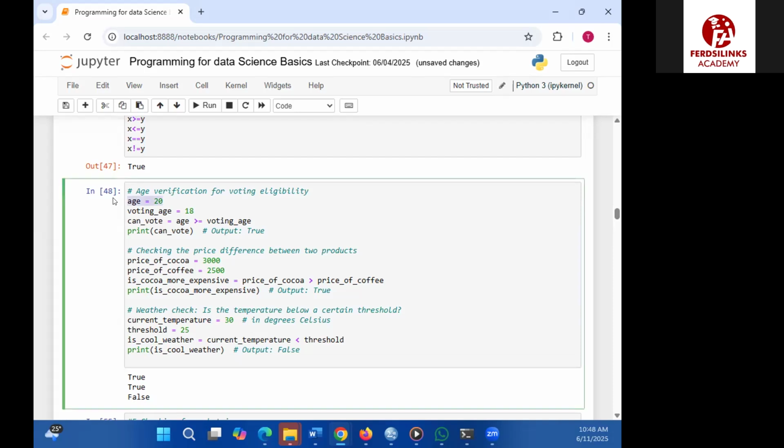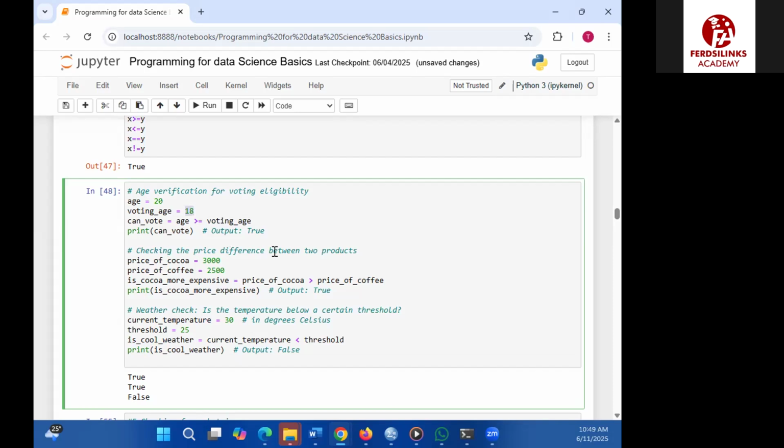For instance, here, this is the person's age, the person is 20, and we know that we have set a minimum voting age which is 18. So can the person vote is a question, right? So if the person is to be able to vote, then the person's age must be greater than or equal to 18. And so if you run this, the answer should be true because this person is 20, right? And the minimum is this.